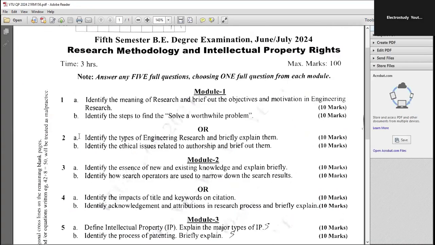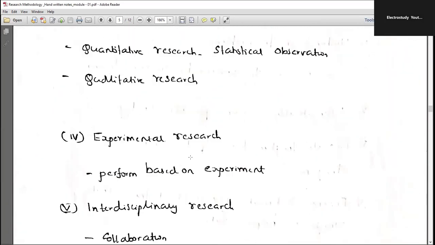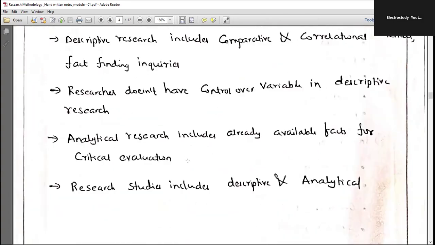Now, question number 2A, identify the types of engineering research and briefly explain them. You need to explain the types of engineering research. So you can prepare a checklist of the types of engineering research.